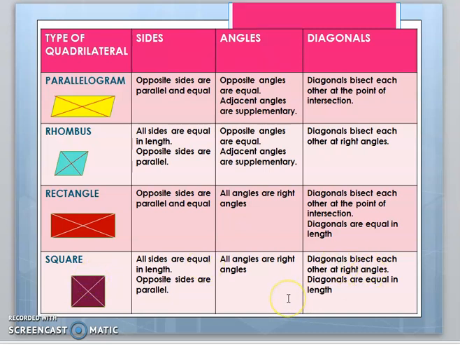Now diagonals of a square, they bisect each other at right angles, and diagonals are also equal in length. So for both square and rectangle, diagonals are equal in length. So these were the properties of quadrilaterals.